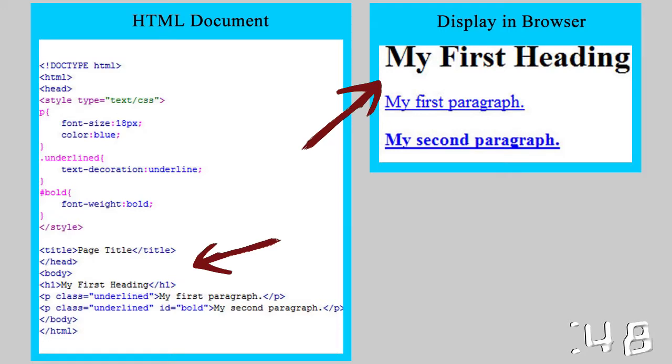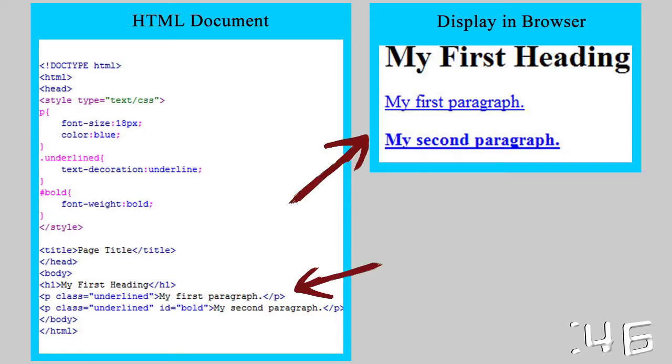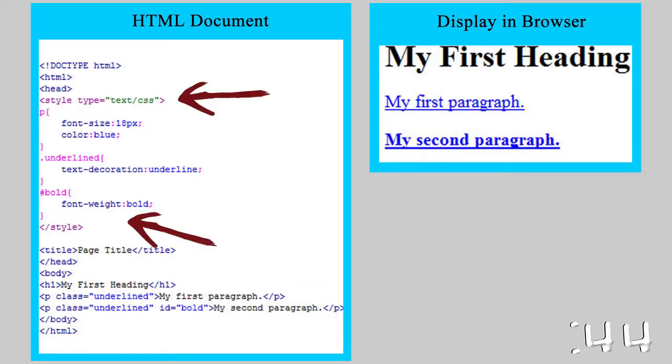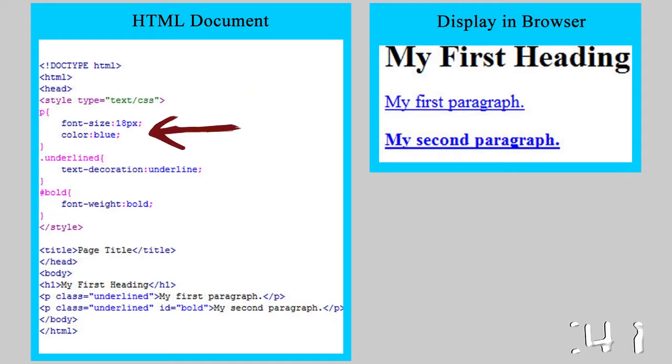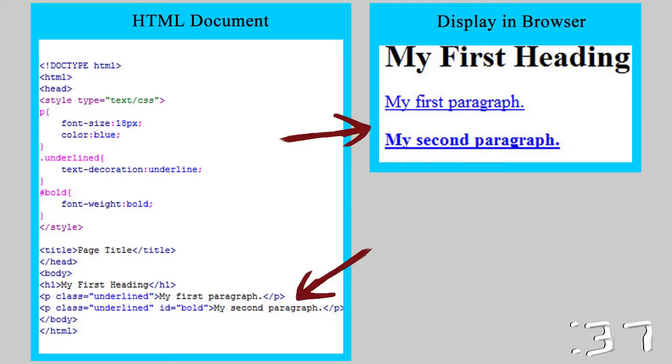Very simple. It has a header and two paragraphs. On top, I have my style. So my paragraph style, which is a font of 18 and a color of blue, will be applied to both and all paragraphs within the document.